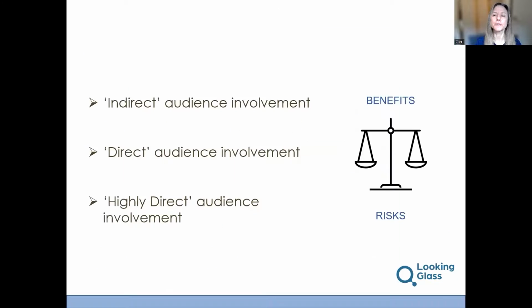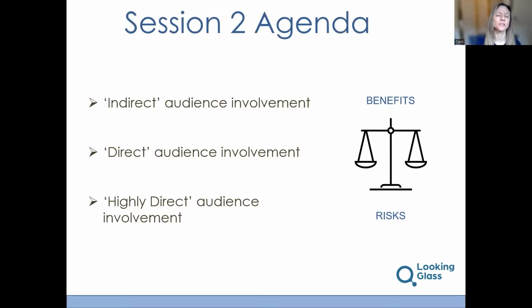All right, so to do that, we're going to explore three key concepts, and I'll explain these as we go: indirect audience involvement, direct audience involvement, and highly direct audience involvement. And we will look at the definition, but also then the benefits and risks of each. And then we'll look at examples for each and how they work in reality. So let's start with indirect audience involvement. And let me just give you a quick definition first.